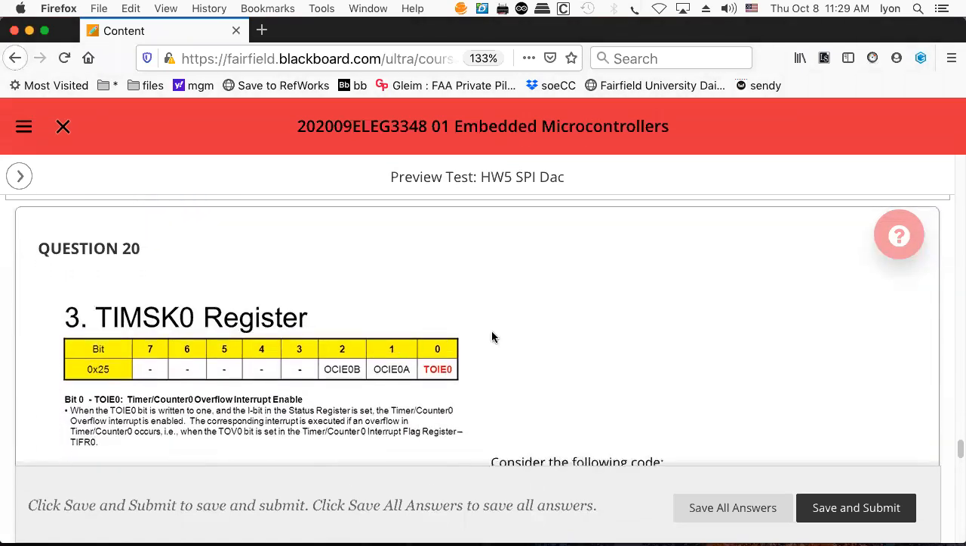What else we got in here? 20. So 20 is using the timer counter overflow interrupt enable register. Boy, that's a mouthful. Timer overflow interrupt enable. So what's going on with this thing?